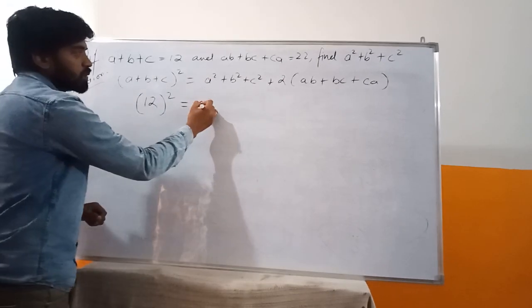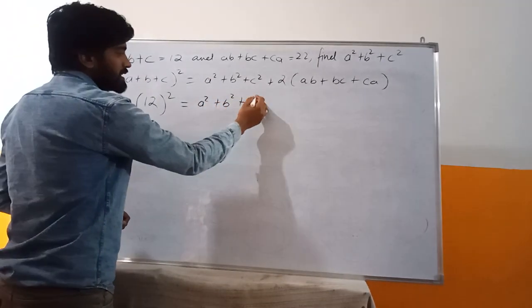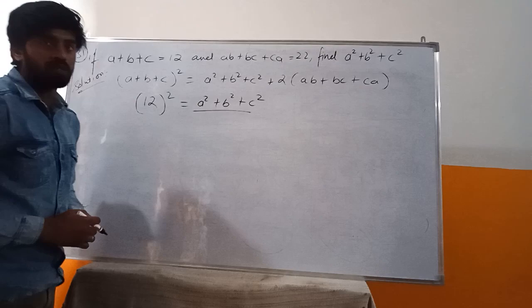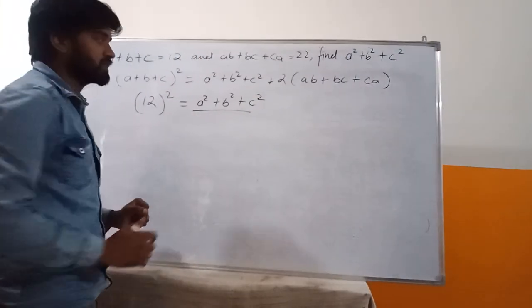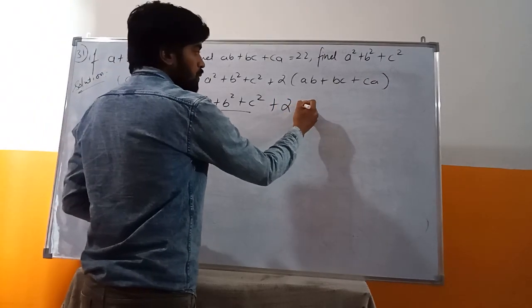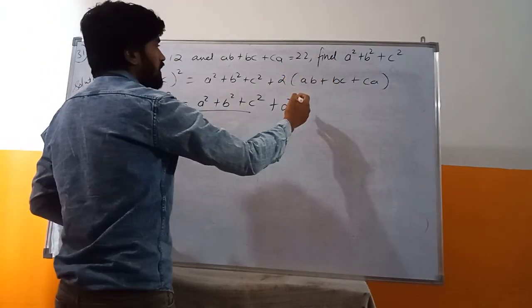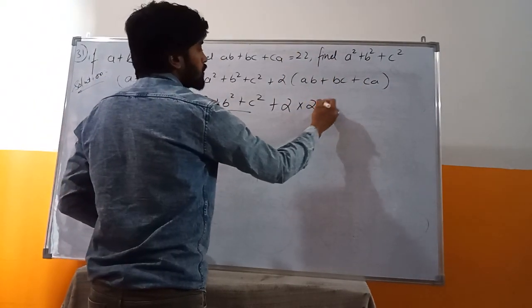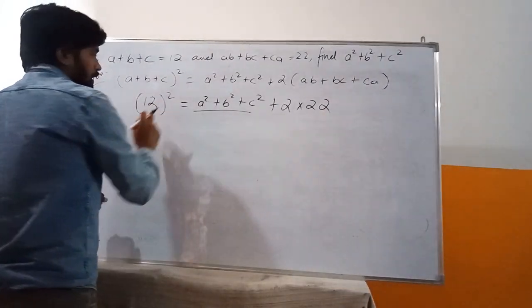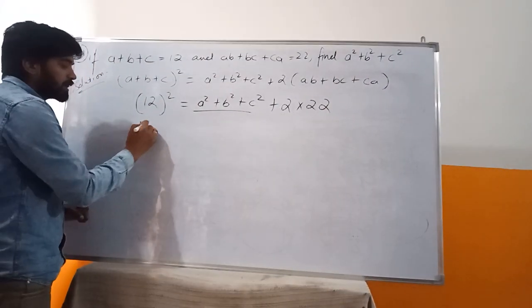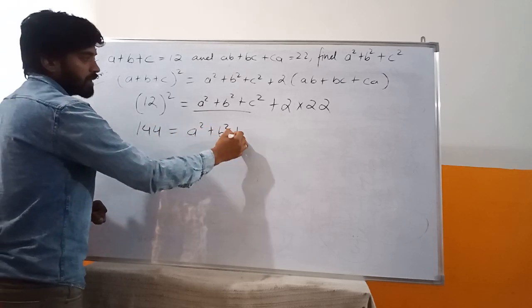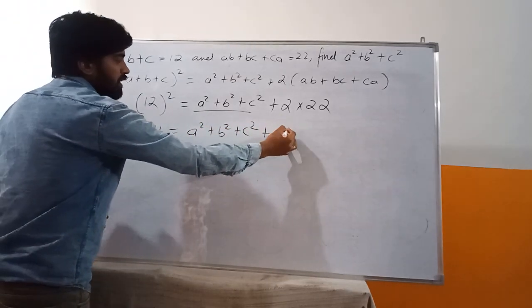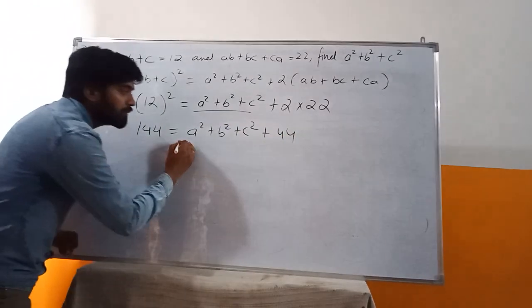Now a square plus b square plus c square, I have to find the value of this, so I have to leave it like this. Plus 2 times, and what is the value of this? The value of this is 22. So 2 into 22. And 12 into 12, I'm going to get 144. That is 144 equals a square plus b square plus c square plus 44. I need to find the value of this.